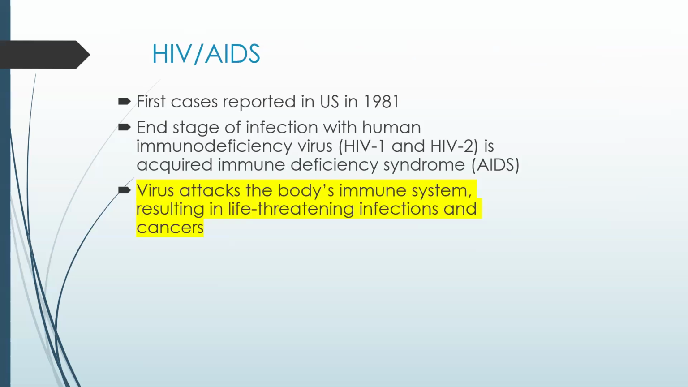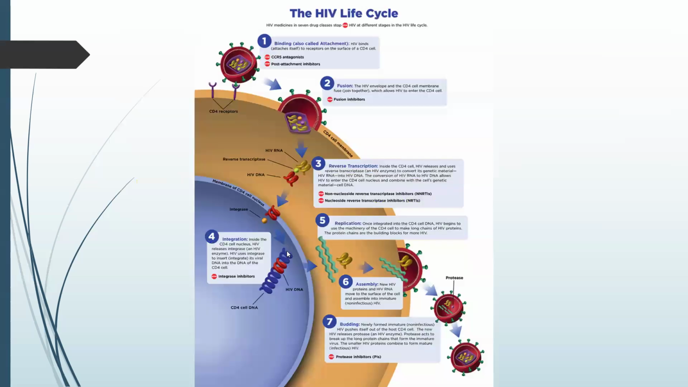The first cases were in the early 80s. The end stage of the infection is AIDS, but nowadays they control HIV so well with medication that most people don't develop AIDS, which is the end stage. They usually stay in the HIV phase. The virus attacks the body's immune system, resulting in life-threatening infections and cancers. That was seen much more often in the late 80s, early 90s, when they didn't have as good of a treatment.